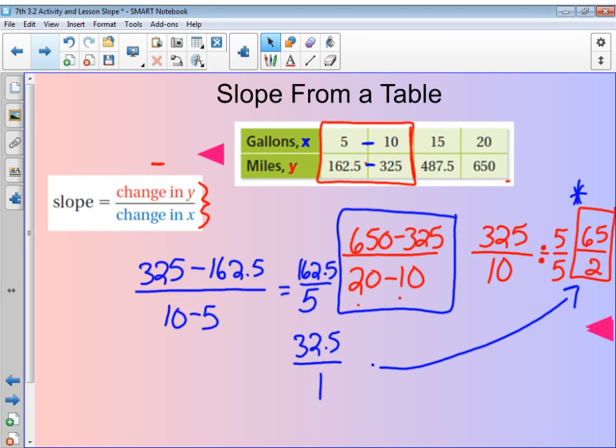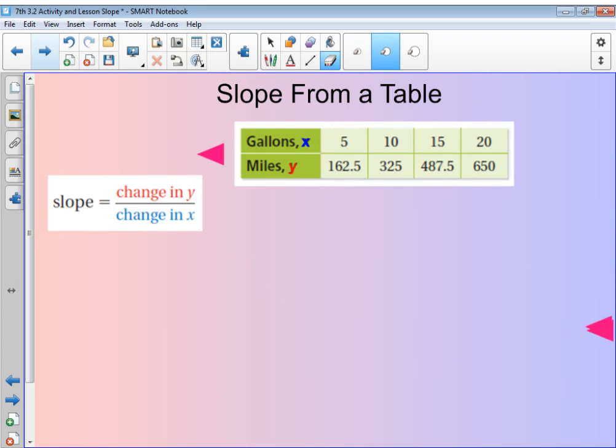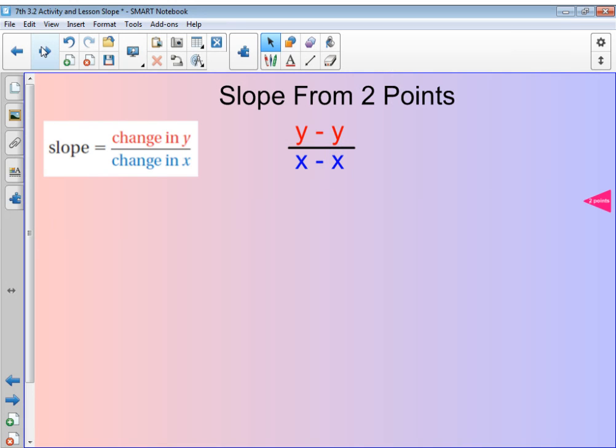Okay, so that's working with the table. So the key thing to remember on the table is it's set up backwards. You have to remember whatever's on the bottom, because that's your y's, that's going to become the top of your fraction, okay? Okay, so the other thing we're going to work with is when I give you a set of coordinate points.